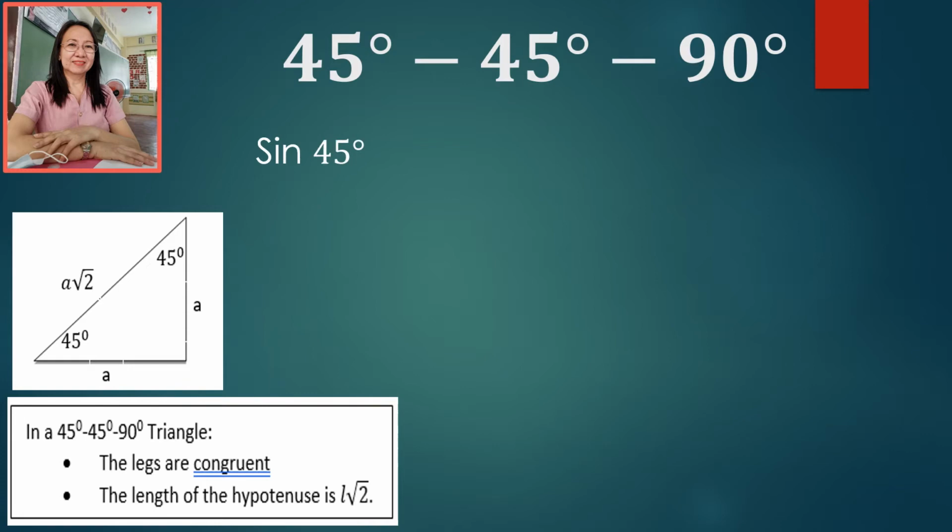So let us start with sine 45 degrees, which is described as opposite over the hypotenuse. So opposite the 45 degrees is A over the hypotenuse, which is A square root of 2. Then to simplify, we need to rationalize by multiplying this by square root of 2 over square root of 2. Now, we can cancel A over A because its value is 1. Then 1 times the square root of 2 is square root of 2. And square root of 2 times square root of 2 is square root of 4, or simply 2. So sine 45 degrees has the value of square root of 2 over 2.